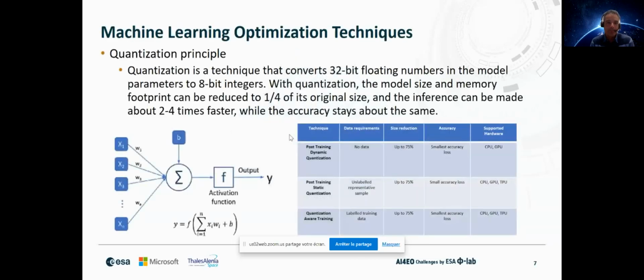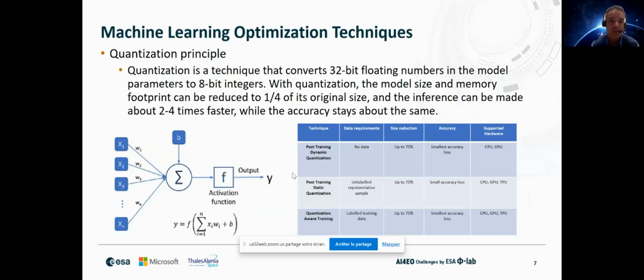Okay, a few words now about the machine learning optimization techniques. We will provide a bit more detail about the quantization principle. It's actually a broader topic. On the left, there is a reminder on the structure of a neural network. You have the inputs x1 to xn, the bias b, the weights on the synapses, and the sum that goes to an activation function to produce the output. And basically, all neural networks have that as their core, let's say, elements.